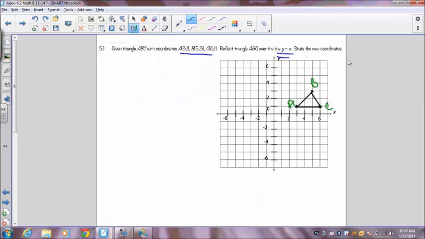Okay, so now we are going to do this reflecting over the line y equals x by hand, just like we did on this program that I showed you. We're going to do it by hand. So remember, the general equation of a line is y equals mx plus b. Okay, but this line right here is y equals x.